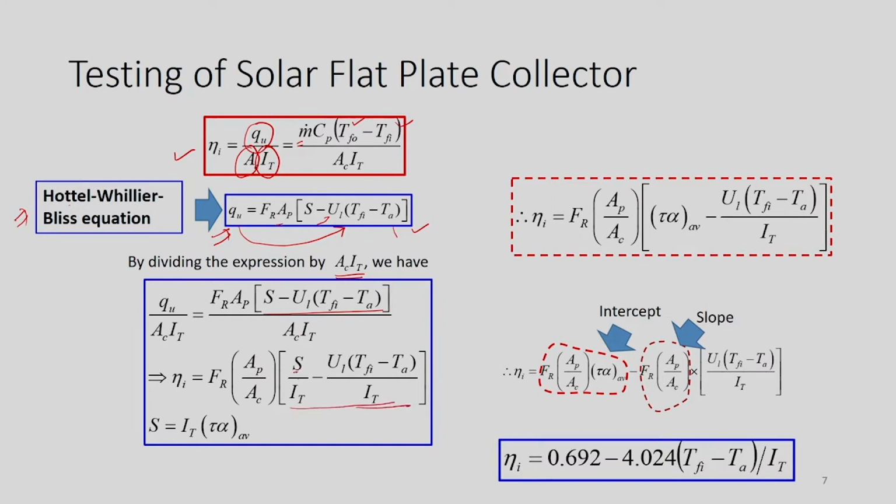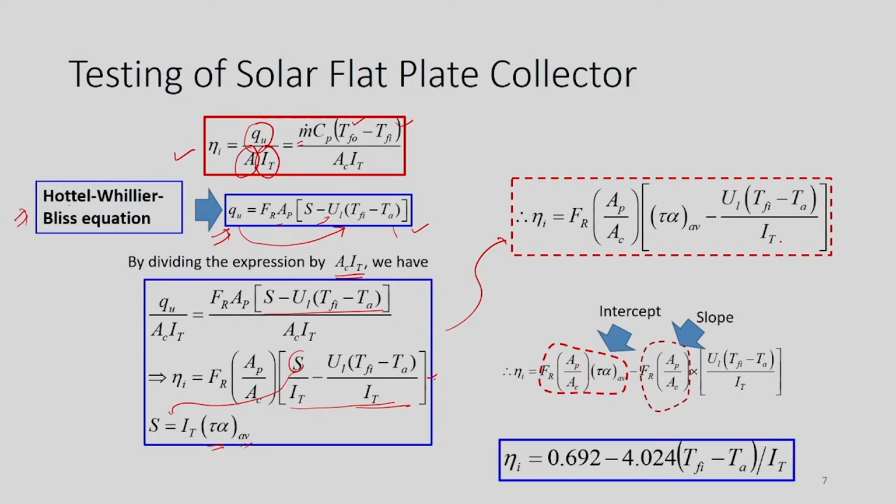Also, this S can be expressed as I_T × (tau alpha) average, so it includes both beam and diffuse radiation, when we talk about average values of transmissibility and absorptivity. So, on substitution of S equal to I_T multiplied by (tau alpha) average, this expression will modify to something like this: (tau alpha) average minus U_L (T_Fi − T_a) divided by I_T.